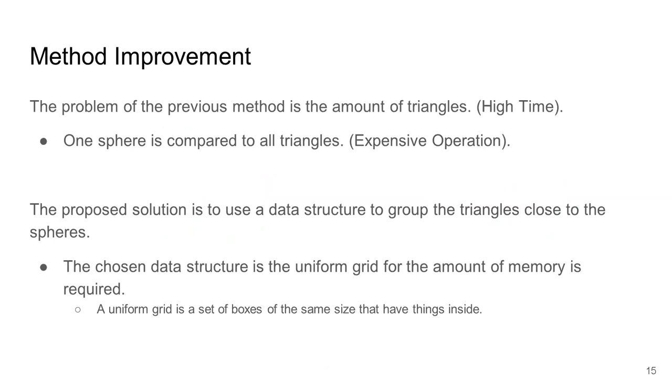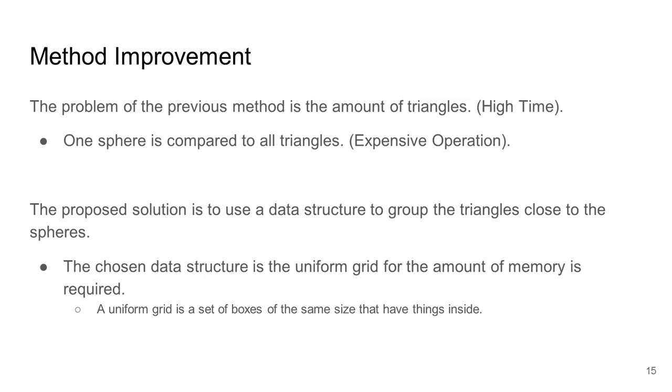Improvement. The problem of the previous method is the amount of operations and high time, since each sphere is compared to all the triangles. This is an expensive operation. Even though the method is valid, it is very time consuming in models with many triangles. The proposed solution is to use a data structure to group the triangles close to the spheres. The chosen data structure is a uniform grid for the amount of memory required. A uniform grid is a set of boxes of the same size that have things inside.